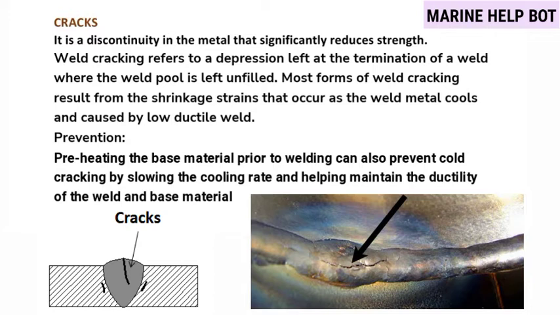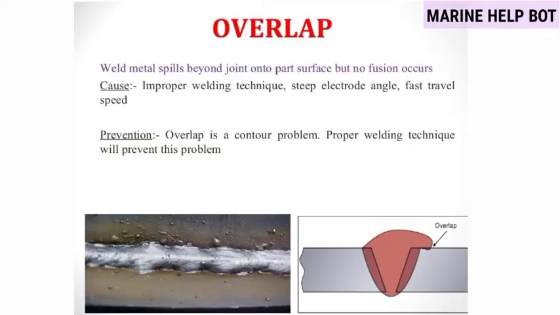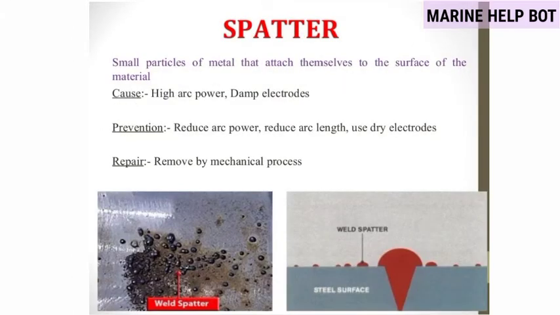So now moving towards our next defect, overlap. Weld metal spills beyond the joint onto the part surface but no fusion occurs. As in the figure, it is clear that overlap is when the weld metal comes above the base metal in excessive quantity, and it is caused because of improper welding technique. Steep electrode angle means the angle is very less. Fast travel speed.